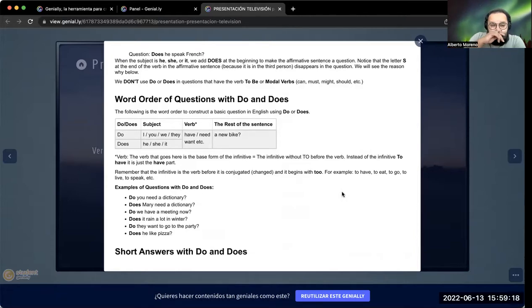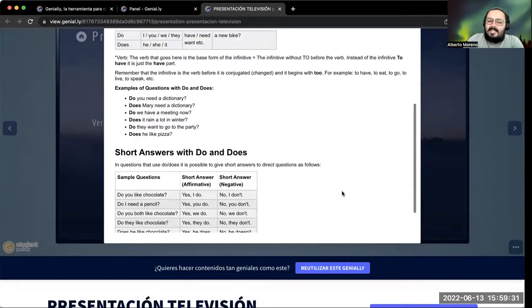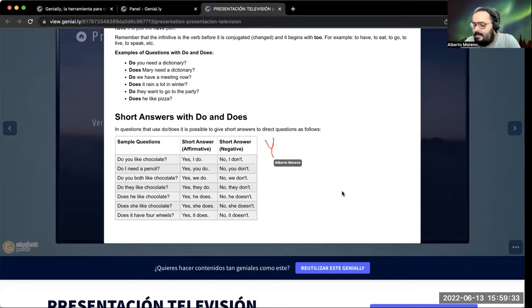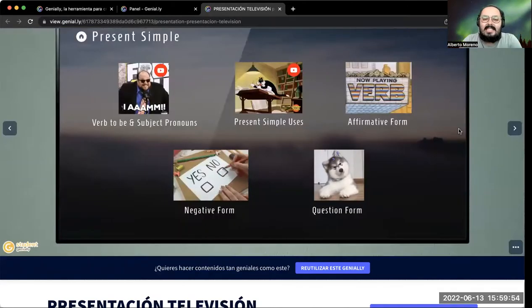And well, the word order for the question starts with do or does plus subject plus verb plus the complement. And that's it. Well, that's not all. These kinds of questions give us yes or no answers. So if it's yes, we have the subject plus do or does. And if it's no, we have the subject plus don't or doesn't. Okay, that's it. Now let me explain this in Spanish.